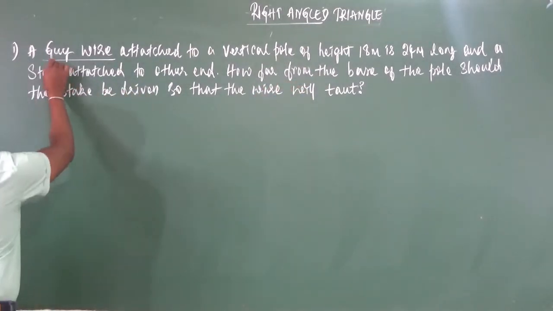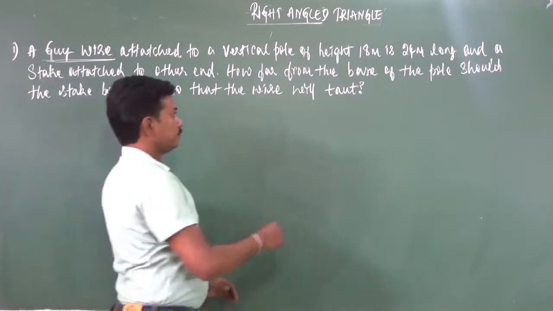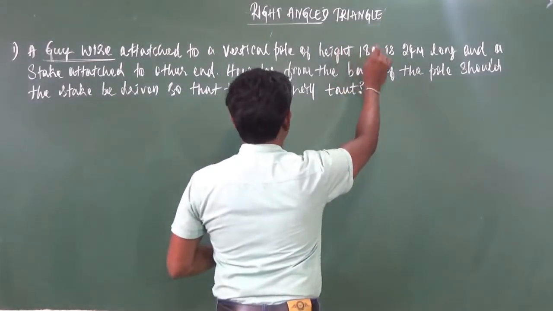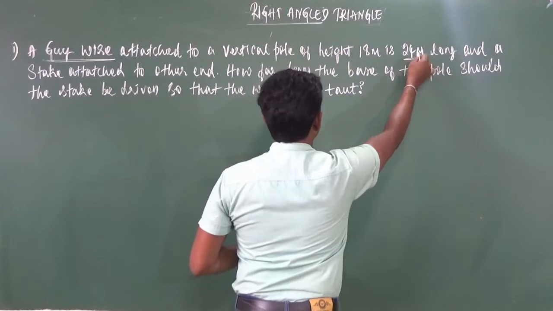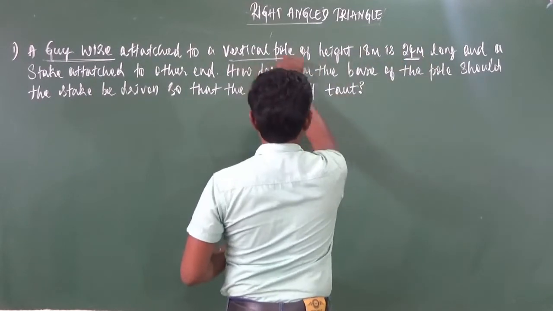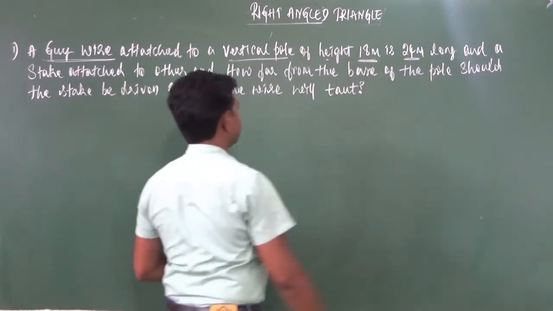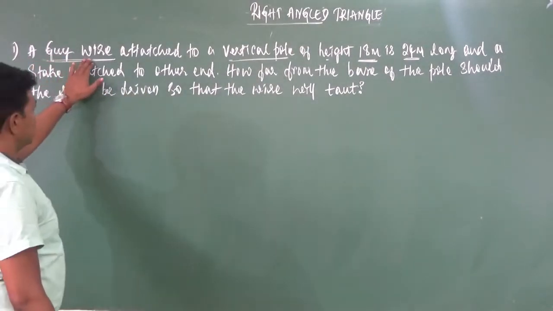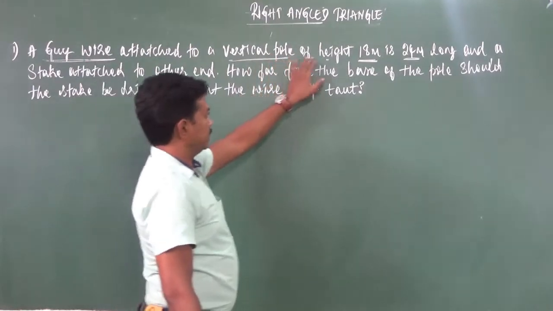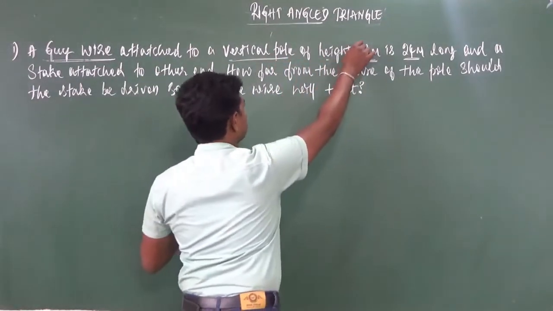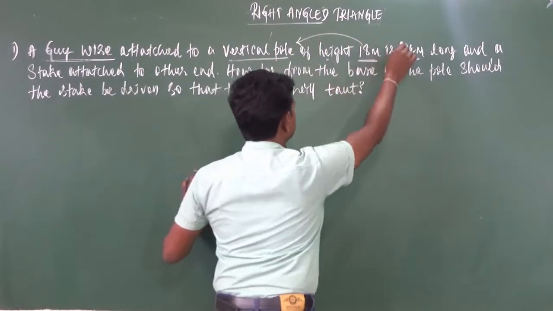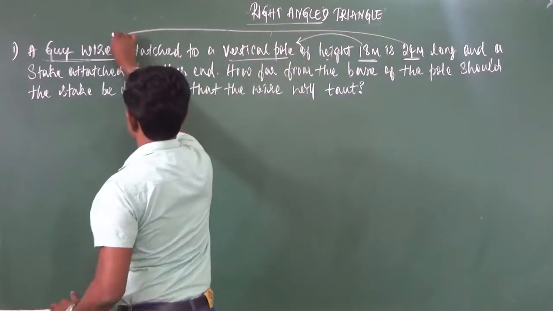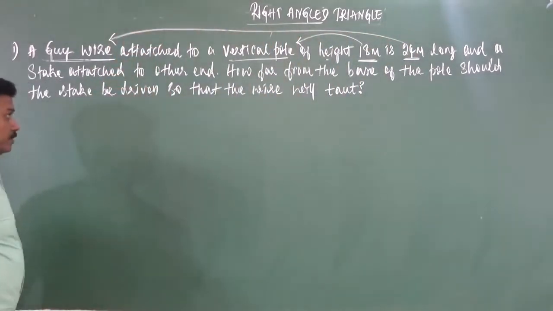So here guy wire is 24 meters and vertical pole height is 18 meters. So this is how we have to go with that. So very simple. A guy wire attached to a vertical pole of height 18 meters. So height of the pole is 18 meters and the length of the guy wire is 24 meters. So that is how we have to understand here. Be very careful in that.